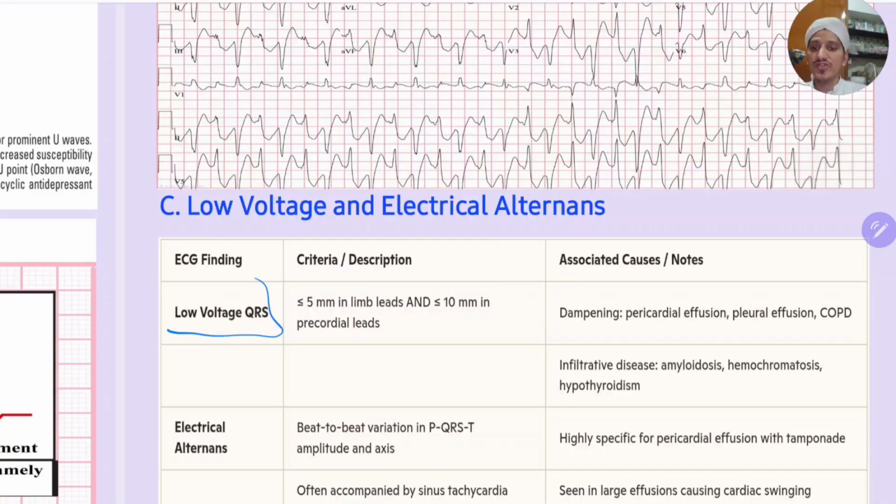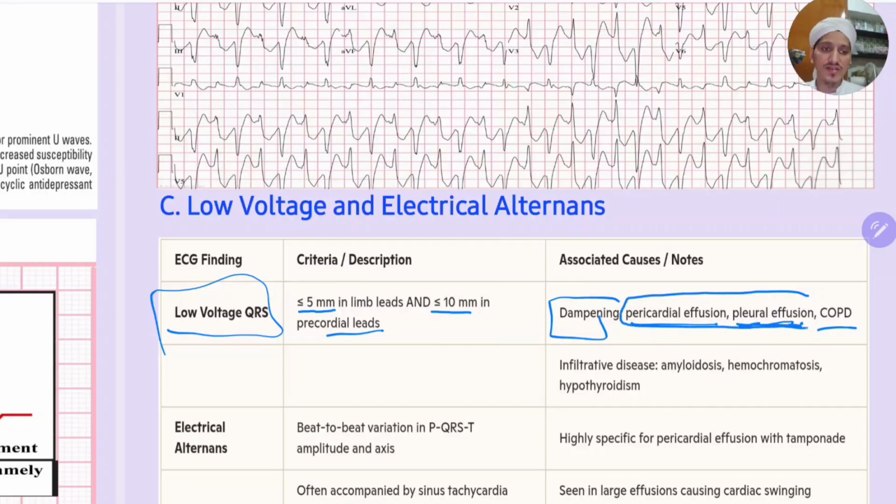See here, low voltage QRS complex. What is low voltage QRS? Less than or equal to 5 mm in limb leads, less than 10 mm in precordial leads, where you see this dampening in case of pericardial effusion, pleural effusion and COPD. Most commonly you will see it in pericardial effusion, or in infiltrative diseases like amyloidosis, hemochromatosis, hypothyroidism.